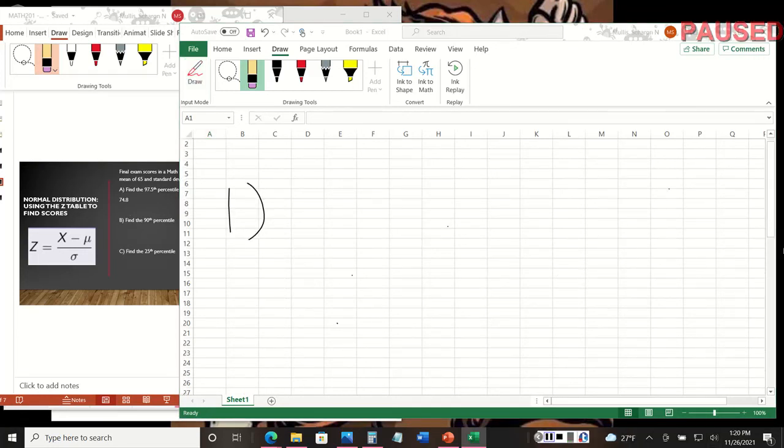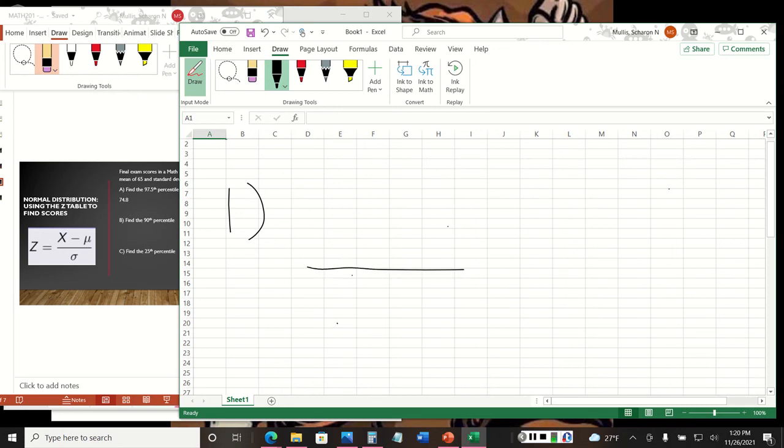Now we're ready to work on the 90th percentile. So we're going to follow the same steps. We're just using a different percentage. We're going to start off by drawing our normal distribution curve. And we know that that's a bell curve. We know that 50% is to the right, and then there's 50% to the left, or 0.50.